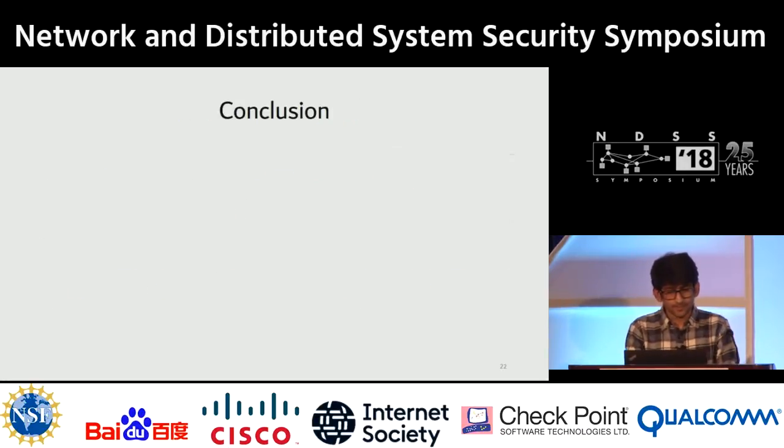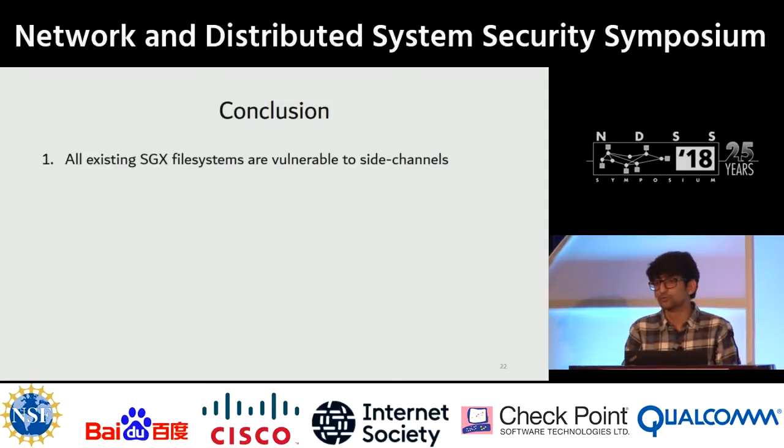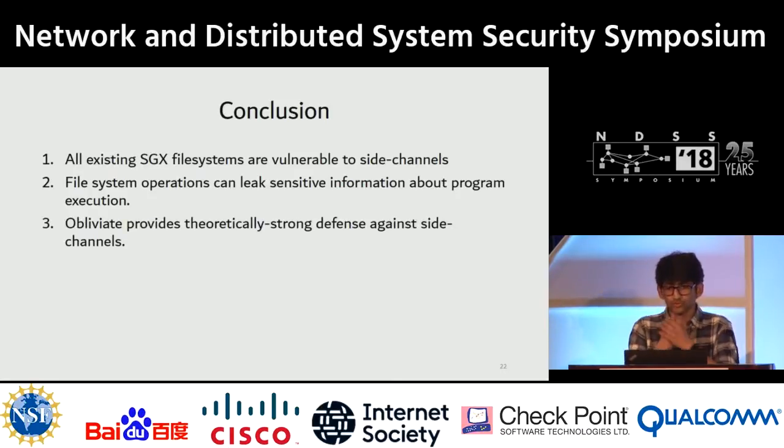So in conclusion, what we show is that all existing SGX file systems are vulnerable to various side channels. We show that file system operations, because of their predictable nature, can definitely leak sensitive information about a program's execution. And we also show that OBLIVIATE uses Path ORAM to ensure theoretically strong defense against side channel attacks.